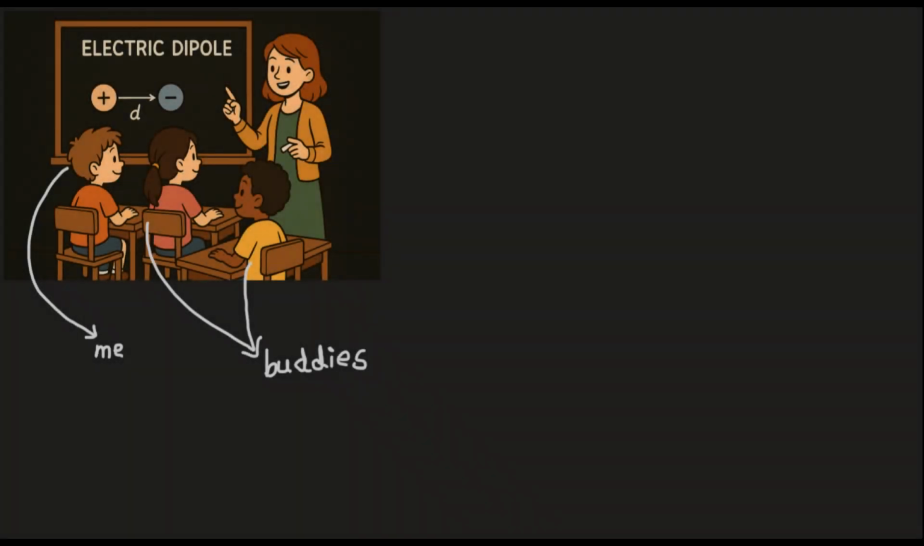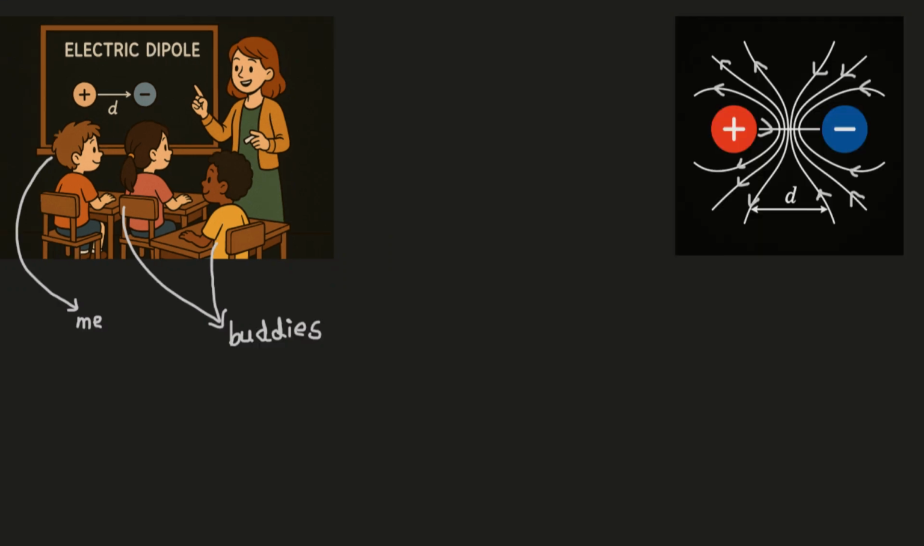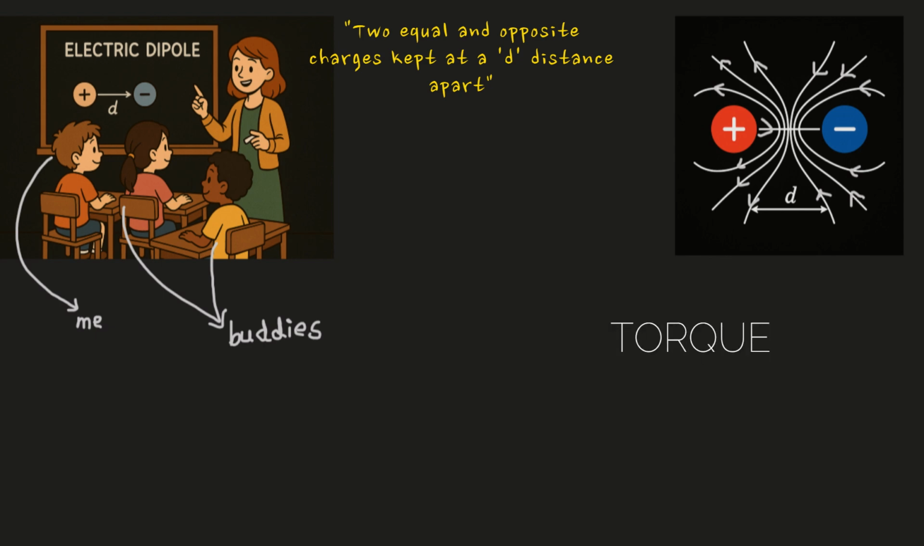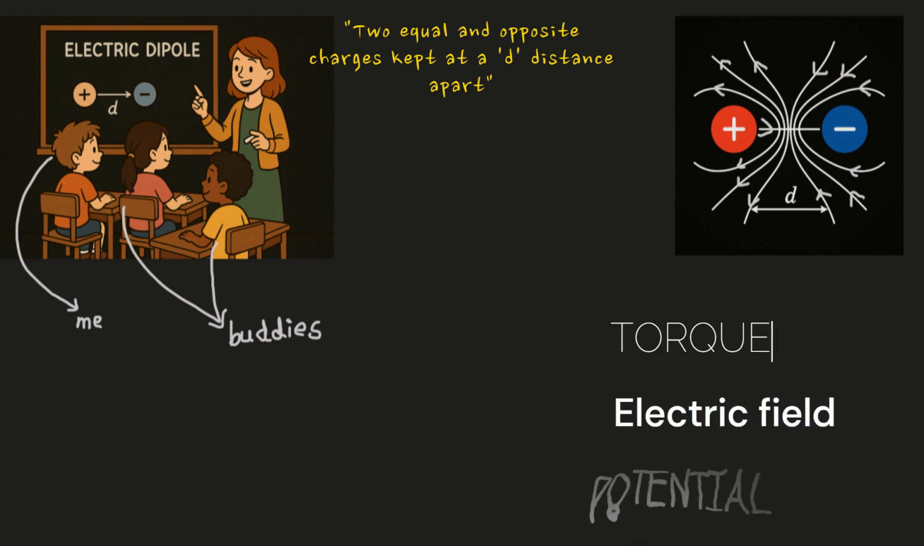In my class 12th, one day my teacher came into class and took a topic, electric dipole, and she taught everything about dipoles, in which she said that it's basically two equal and opposite charges kept at a distance d apart. She taught about its field nature, how the field looked, that it experiences a torque when we place it in an electric field, and that it has an electric field and a potential. So the class ends.